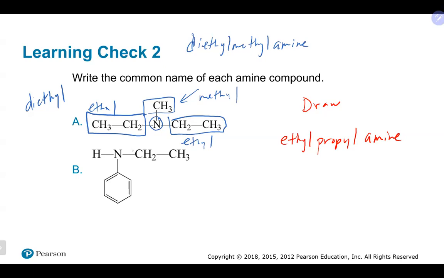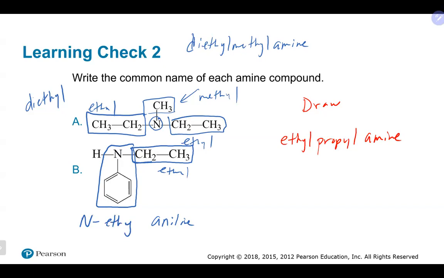Coming through here, we have our benzene ring with the nitrogen, which is going to be aniline. Here, attached to the nitrogen group is an ethyl group. So again, here we would want to use N-ethyl aniline. Again, the N indicates that the ethyl group is not attached to a carbon, but directly attached to the nitrogen. Any question on either of those two?